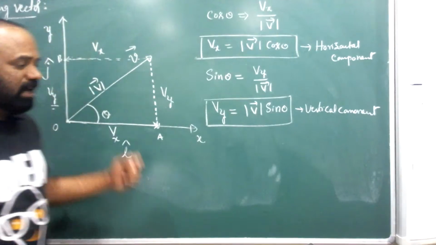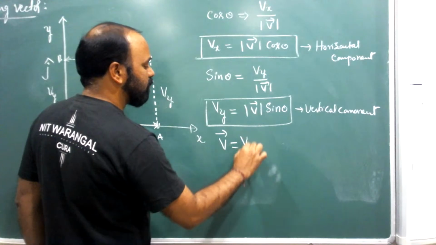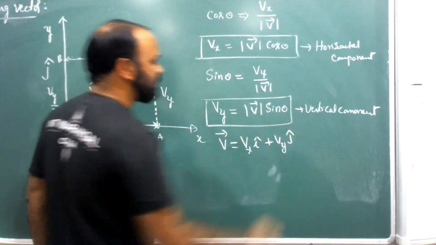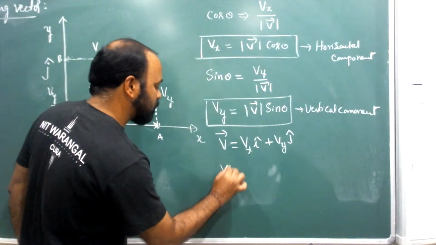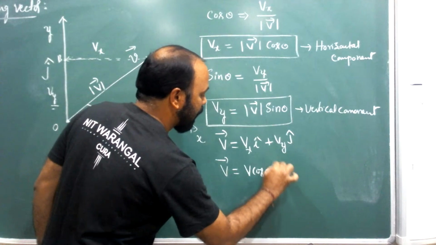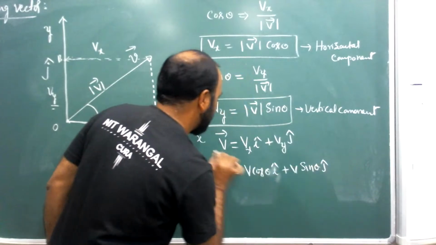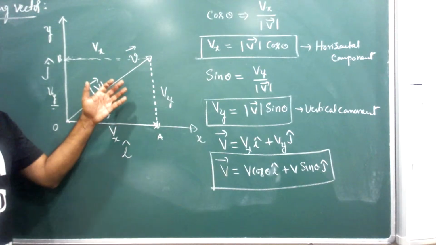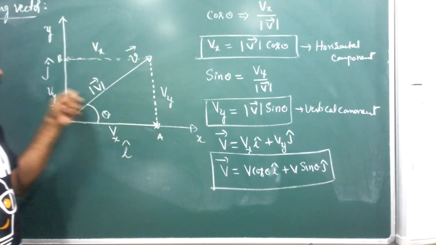Suppose you ask what is the velocity vector. Velocity vector we can write V bar equals Vx i cap plus Vy j cap. This Vx value, how much did we get here? Magnitude of V into cos theta. So we can write V bar equals V cos theta i cap plus V sin theta j cap. This is the vector notation of this velocity. I hope you understood. So this is the given vector. We have to find the component of this vector, horizontal component and vertical component.